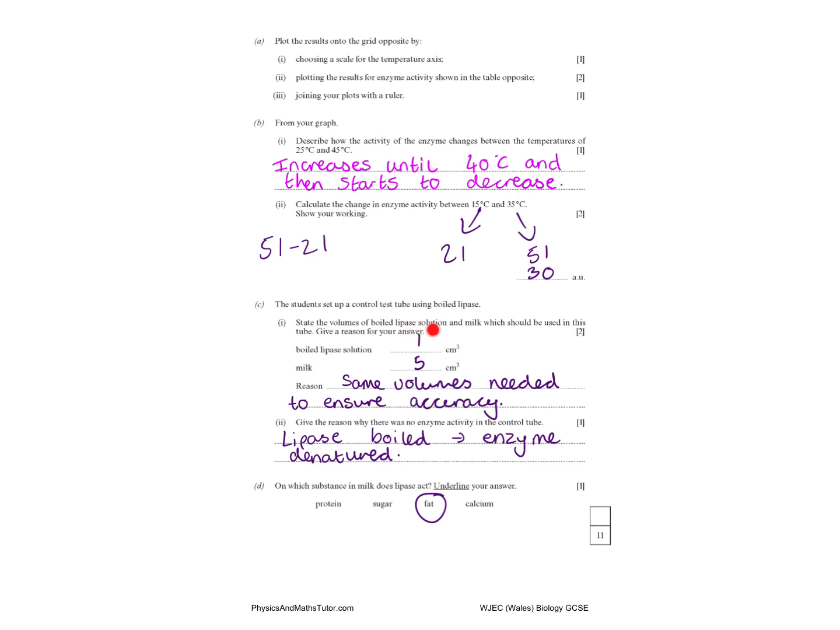Give the volumes of the boiled lipase solution and milk that would be used. Boiled lipase would be 1 and milk would be 5. Same volumes needed to ensure accuracy. Give a reason why there's no enzyme activity in the control tube. The lipase is boiled, so the enzyme is denatured. What does lipase act on? It is fat.